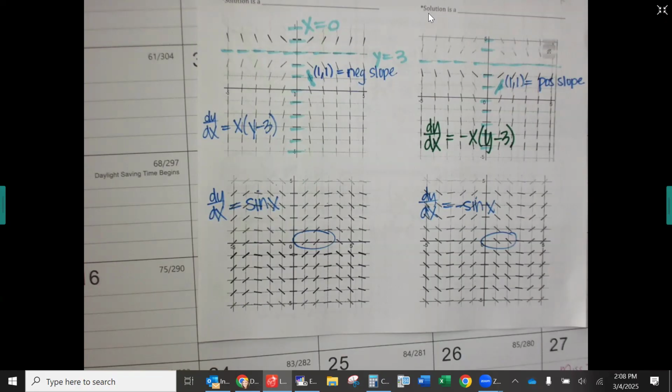X, Y is going to be 0. There's one of them on the bottom, so you can get it. Does that make sense? So which one?